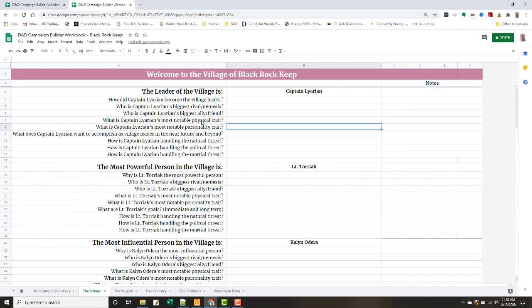So the leader of the village is Captain Liarian. We don't have much about Captain Liarian right now, other than I'm thinking that she's an elvish captain who spends most of her time ranging in the wilderness, looking for threats to the region, to the village. So how did Captain Liarian become the village leader? How did she become put in charge of Black Rock Keep?